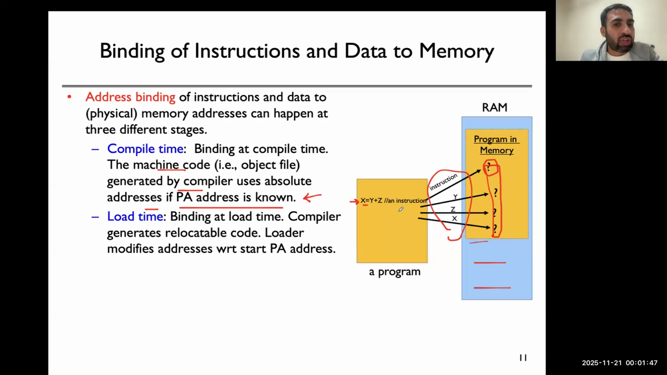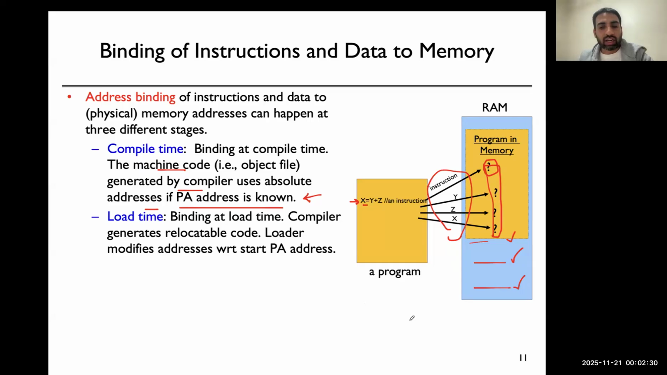The other situation is where we don't know at compile time the location where our program will be loaded in memory. Will it be loaded here, here, or somewhere else? We don't know at the time when we are writing the program. Since we don't know, the machine code generated by the compiler does not use absolute physical addresses, because as a programmer I didn't know the starting address of my code. So what does the compiler do? It generates a relocatable version of the code.